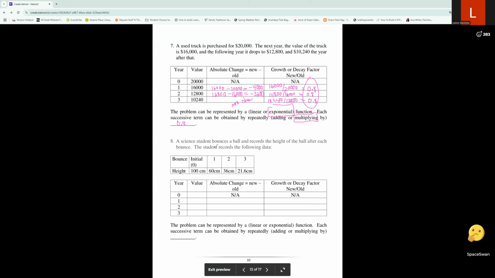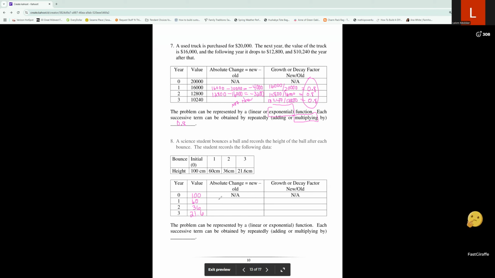A science student bounces a ball and records the height of the ball. After each bounce, the student records the following data. So they've got their values written here. We're going to transfer them here. So the initial one was 100 centimeters. The next bounce, we got 60. After the next bounce, it was at 36 centimeters and then 21.6.